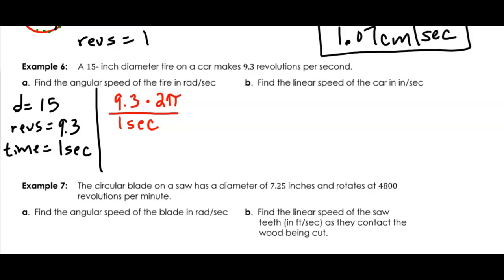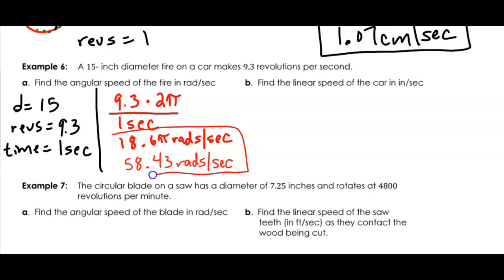So your angular speed is like the one that sometimes they multiply pi out and sometimes they don't. So if you guys want to go ahead and write your answers both ways, we would write it as either 18.6 pi, that would be radians per second, or you can just go ahead and multiply that out. 18.6 times pi is going to give us 58.43 radians per second. So that's the angle, that's how fast it spins basically.